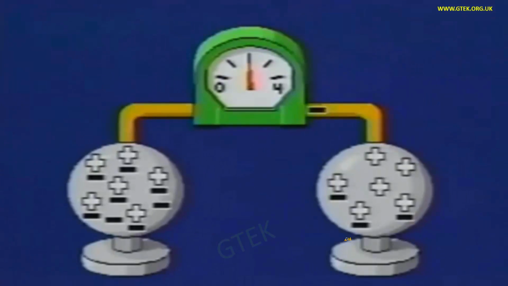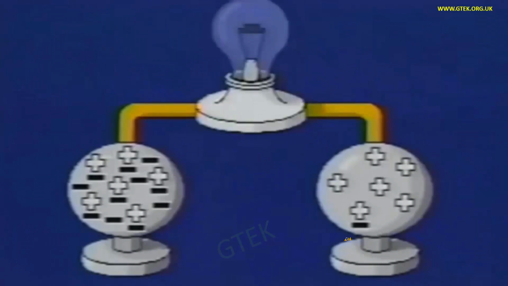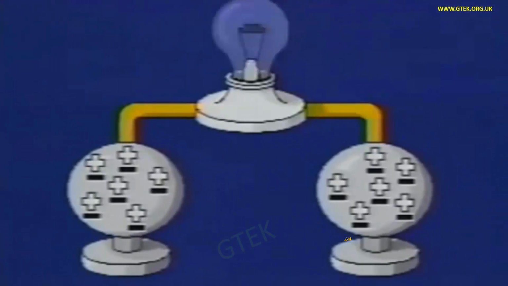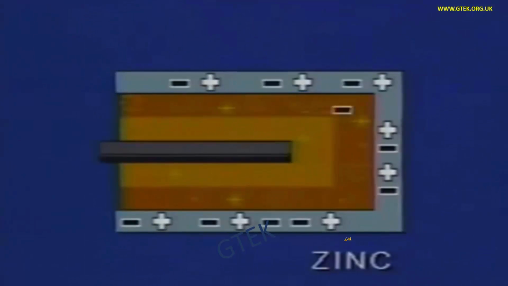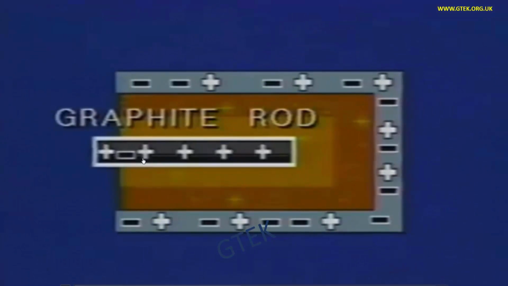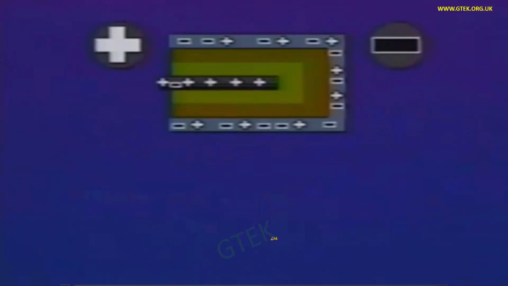So here you can see how the charges and the current get transferred. Based on the current flow in the electric circuit, you can find a bulb. So this is a battery. This is the internal structure of the battery, where we can find the negative and positive ions. This is the graphite rod, which has the positive and negative charges, and this is the negative electrode, and this is considered to be the positive electrode.